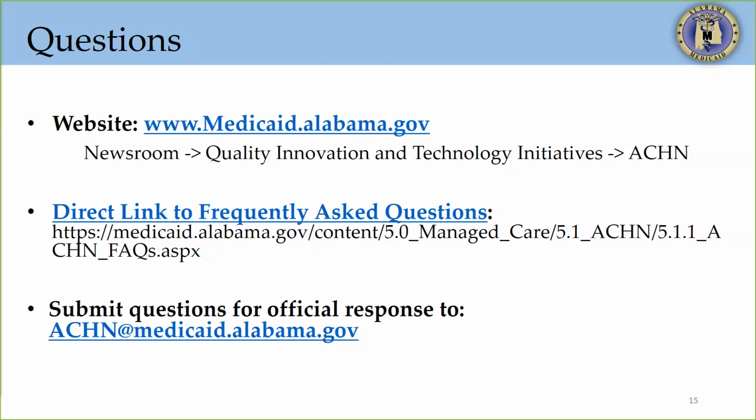Where can we look up the attribution list? Those would be published to the web portal, just like you get your patient first assignment panels.